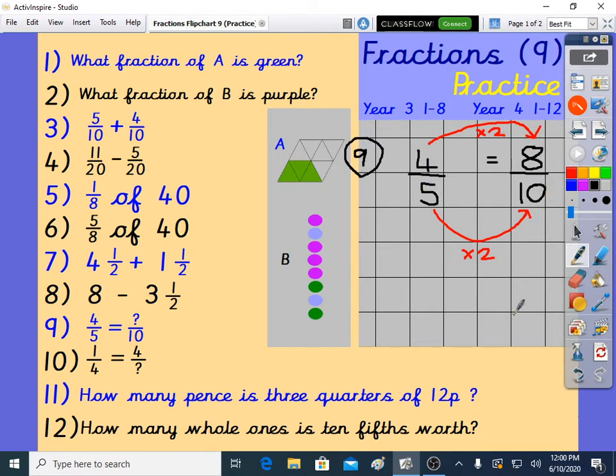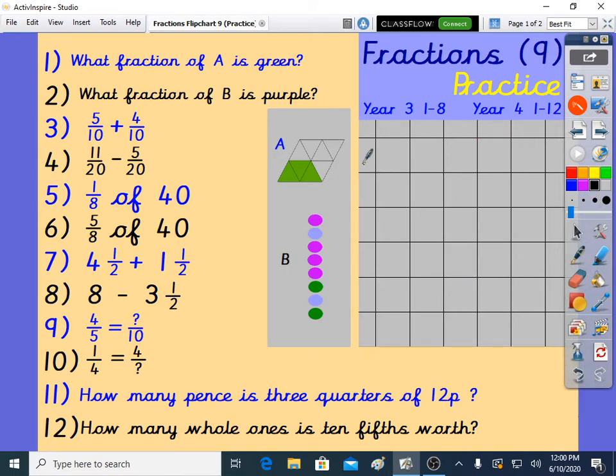4/5 is the same size as 8/10. Looks different, but it's worth the same. Equals means is the same as, is worth the same as. 4/5 of a pizza is the same size as 8/10 of a pizza. You just chop the pizza into different numbers of bits. And we're on question 10.